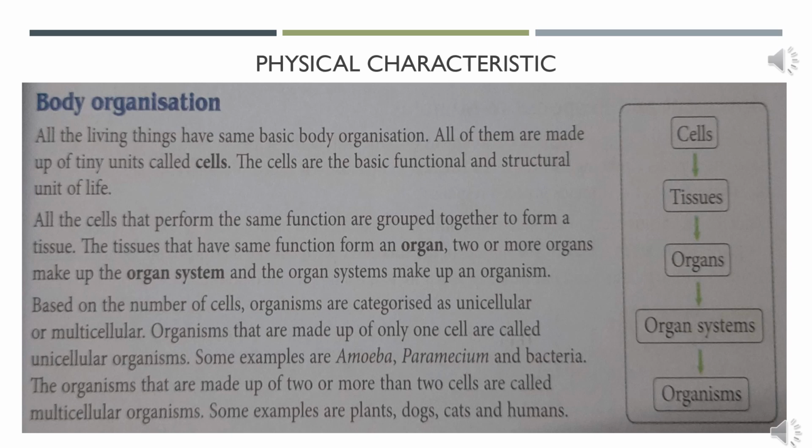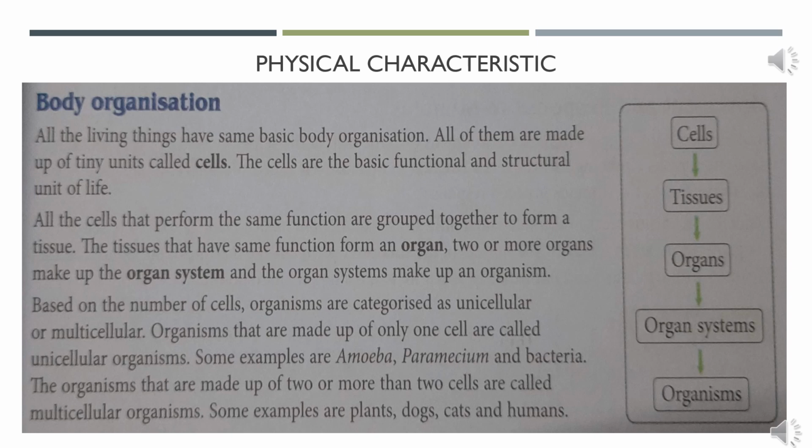All the cells that perform the same function are grouped together to form a tissue. I'm reading this line again. All the cells that perform the same function are grouped together to form a tissue. That is the exact definition of tissue. The tissues that have the same functions form an organ. Like the example I have given you about arteries and veins.